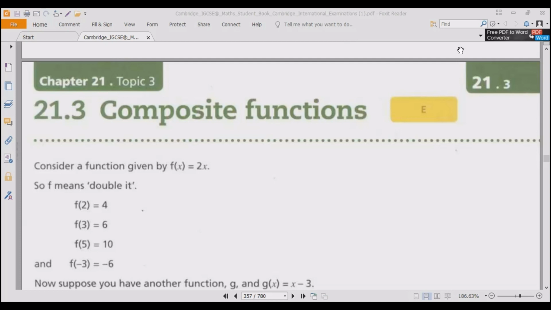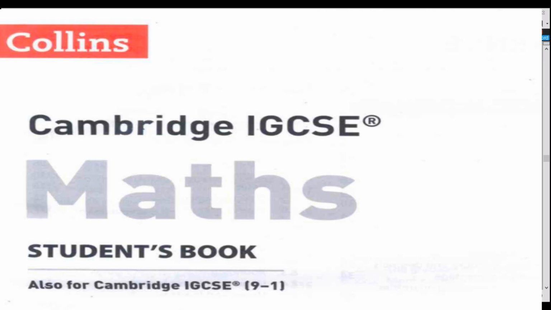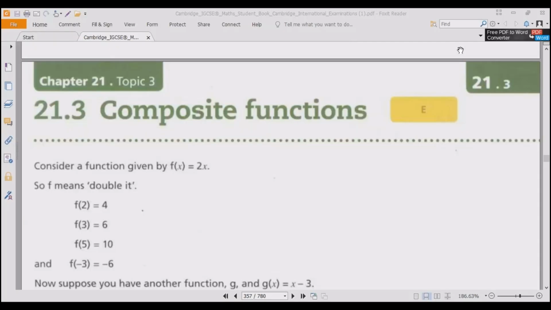In our previous lectures, we already saw what functions are, what inverse functions are, how to represent them, how to solve them, and how to write them, and we did exercises of these concepts. For the exercises, we used Coyle's book, exercises 21A and 21B. Today we are going to start exercise 21.3 of chapter 21 of Coyle's book, which is composite functions. Today we see the concept of composite functions, what they are and how to represent them.